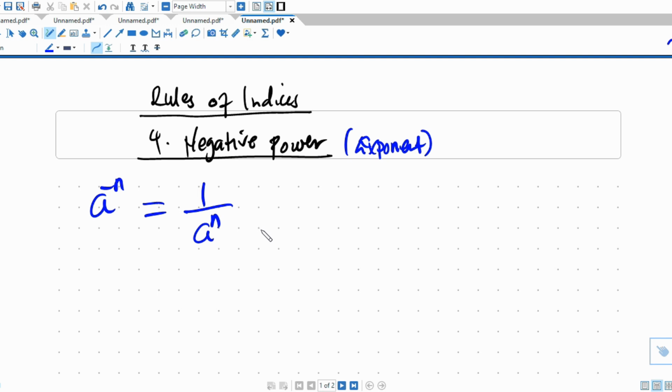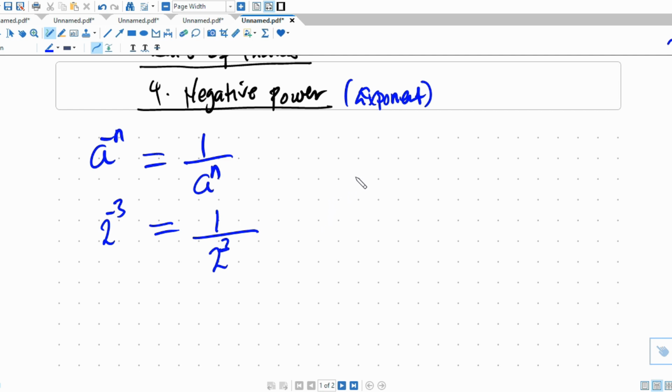For example, let's take an example of 2 raised to negative 3. This one is simply the reciprocal of 2 to 3. Now, how does this come about?